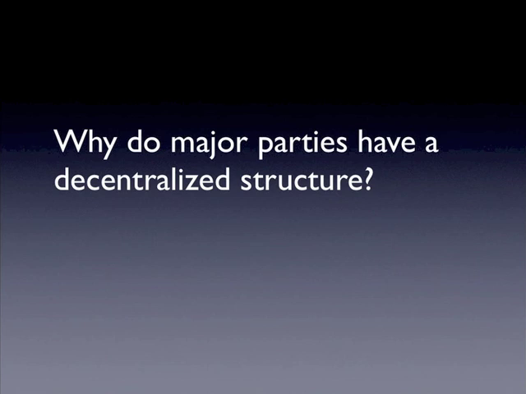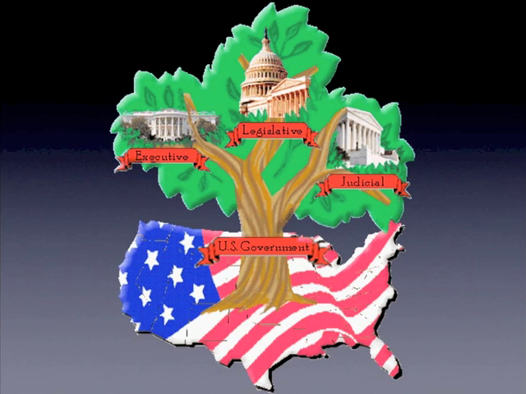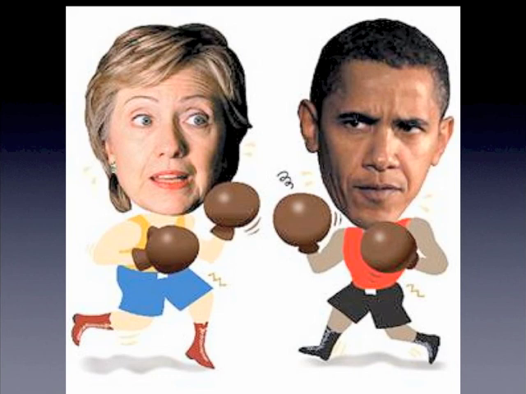Why do major parties have a decentralized structure? Both of the major parties are highly decentralized and fragmented. Why? The party out of power lacks a strong leader. The federal system distributes power widely, in turn, causing the parties to be decentralized. The nominating process pits party members against one another because only one person can be chosen to be the party's presidential candidate.